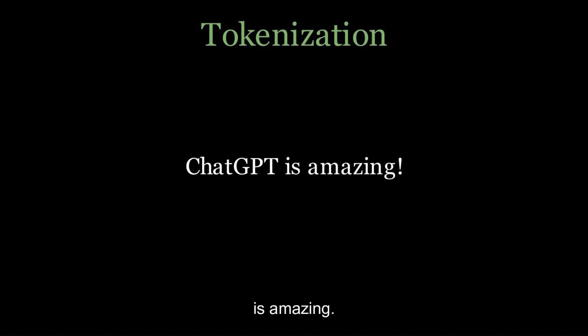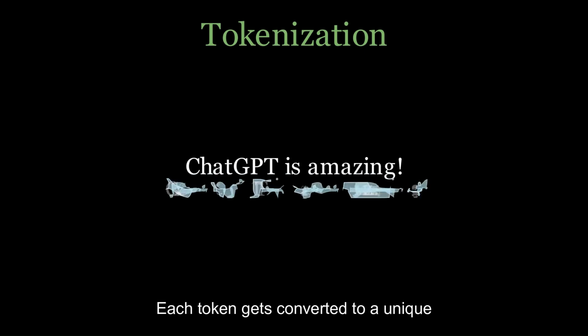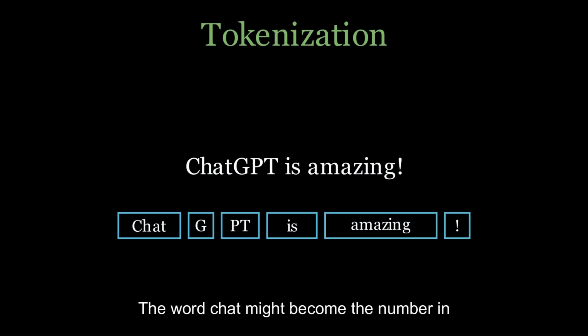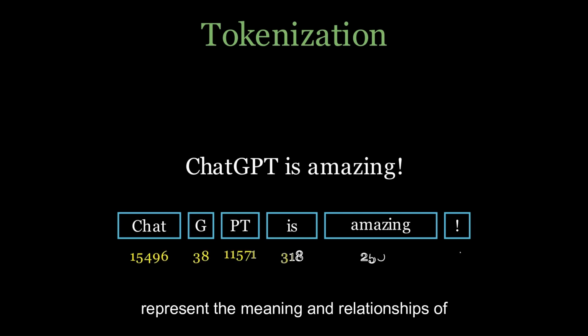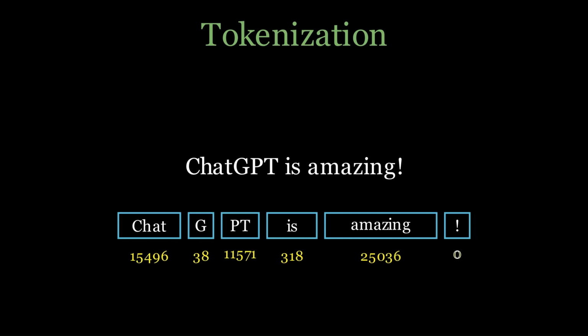ChatGPT is amazing. Each token gets converted to a unique number. The word chat might become the number 5496, amazing might become 2536, and so on. These numbers then become mathematical vectors, basically lists of numbers that represent the meaning and relationships of that token. Here's the cool part. Similar words get similar vector representations.